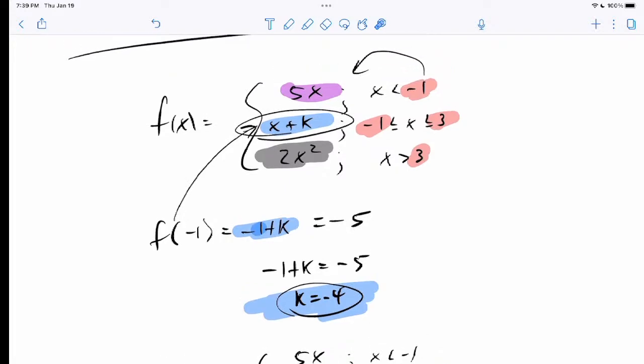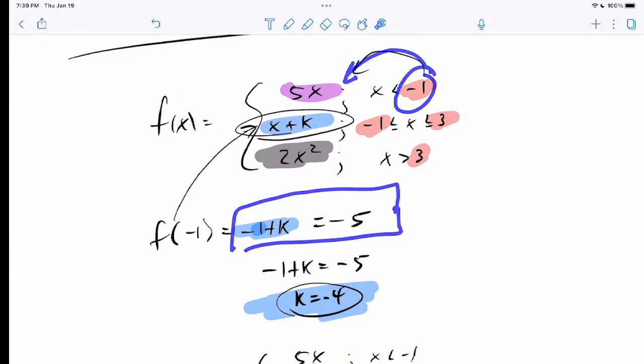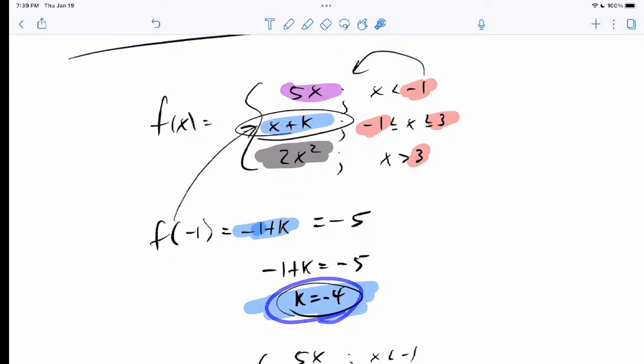For this example here, you have a piecewise function. I want to make sure that these line up. The breaking point is at -1. So I want to find a value of k that makes this work. If I evaluate the function at negative 1, you get negative 1 plus k. As this approaches negative 1, this becomes negative 5. So by equating these two, you're finding the value of k that makes these two linear functions line up. So right at negative 1, these touch. To do that, k has to be negative 4.